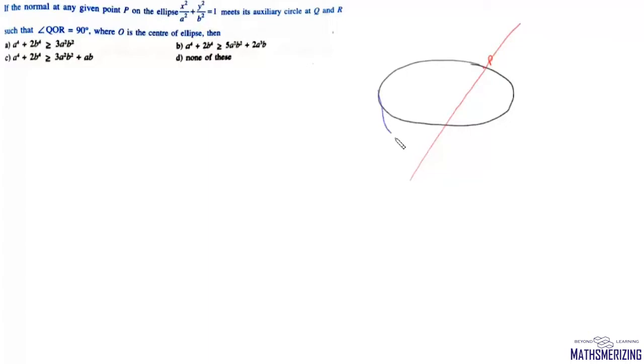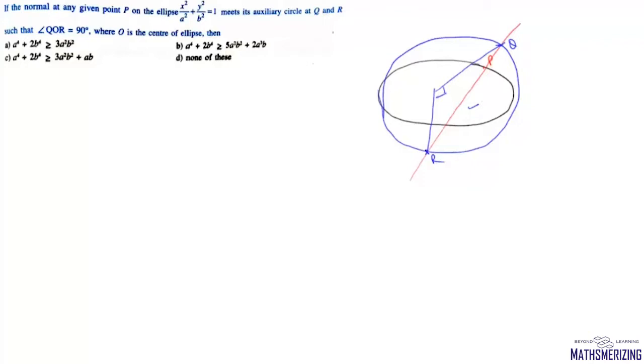So we have the auxiliary circle for this ellipse, and this normal meets the auxiliary circle at points Q and R such that this angle QOR is 90 degrees. Then which of the following conditions is true? So first we'll write the equation of this normal.